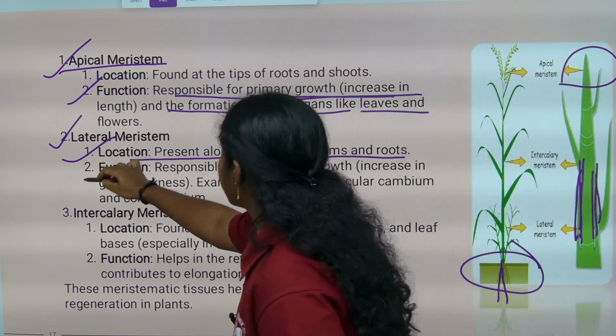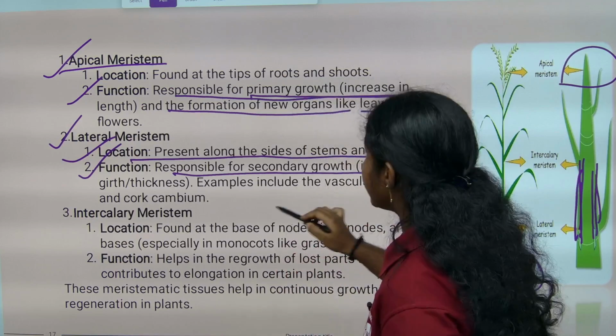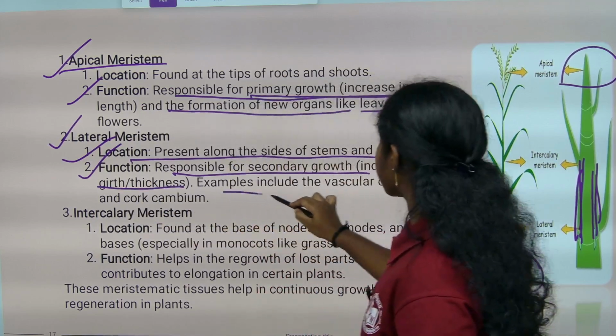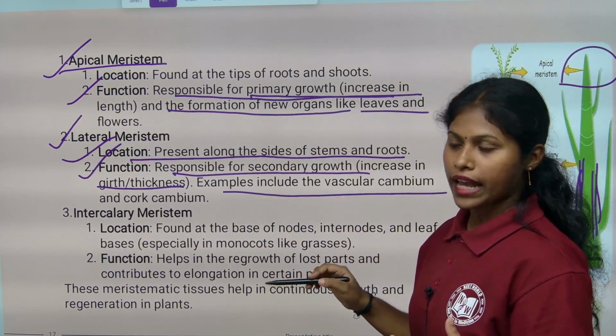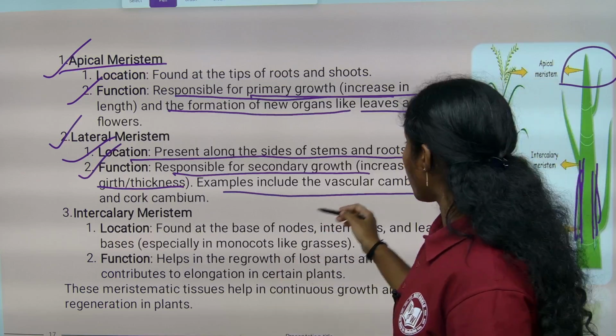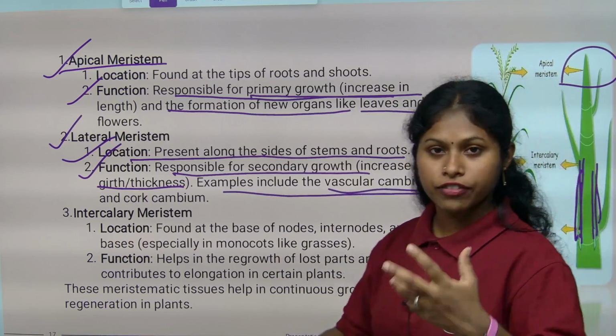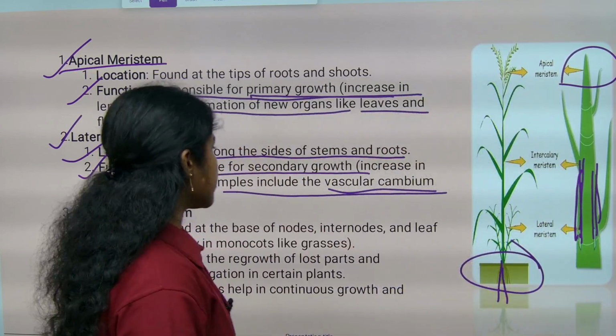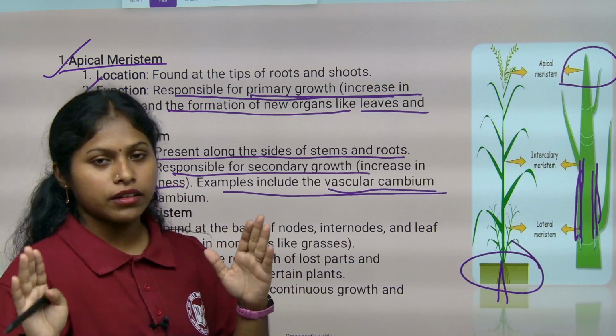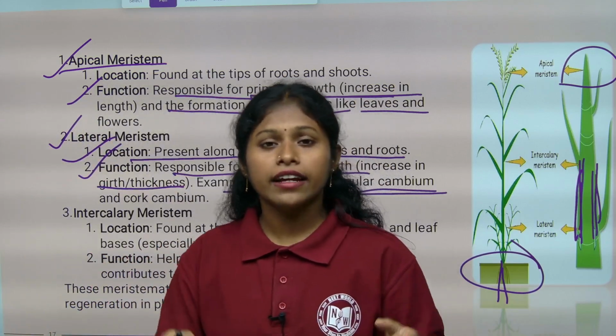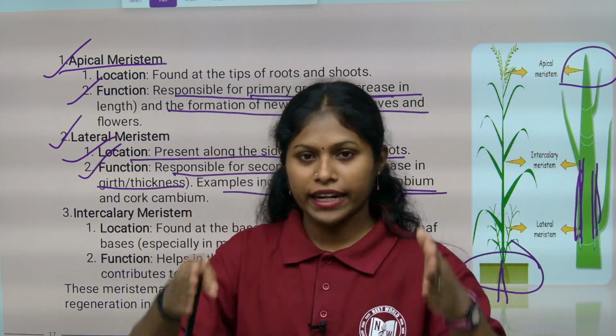The function is that it is responsible for secondary growth, an increase in girth and thickness. What are the examples? Vascular cambium and cork cambium. You are going to learn about vascular cambium and cork cambium in the upcoming classes, children. Don't worry about that. So mainly, keep in mind that lateral meristem is present in the sides of the plant.